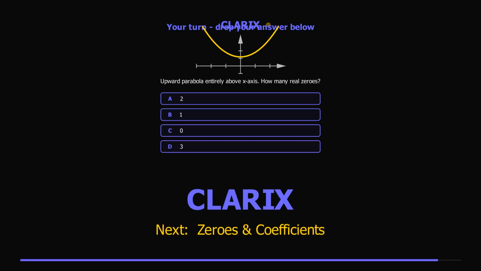And in the final video of this chapter, we uncover something almost magical, a hidden link between a polynomial's zeros and its coefficients. So you can find the sum and product of the zeros without even solving for them. That's where it gets really powerful.